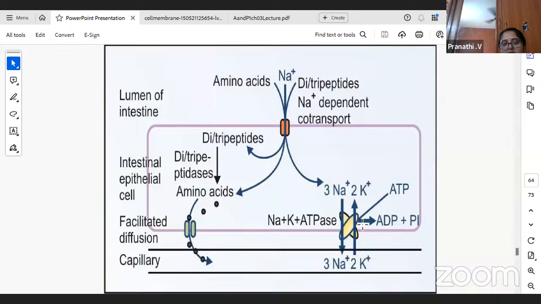This is an example of antiport. You have three sodium going out of the cell, and two potassium ions coming inside the cell. So it is an antiport system. This is the facilitated diffusion, wherein the amino acids, tri and dipeptides come out with the help of the carrier. This is all taking place in the lumen of the intestine.